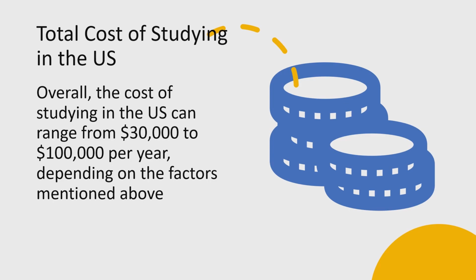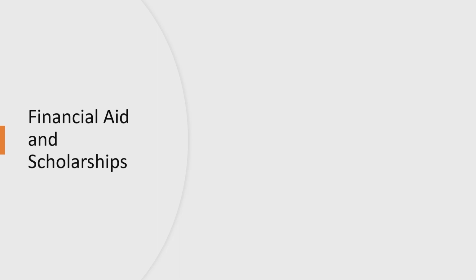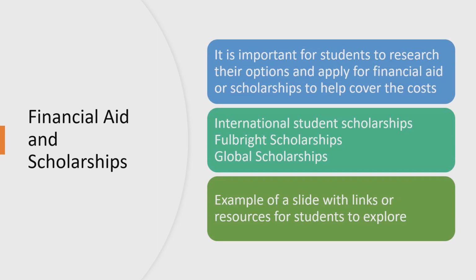Now let me tell you something about financial aid and scholarships, which is a very important factor. I have mentioned earlier that if you get an international scholarship, it will really cut down your tuition fees by half or 75%. That will help you to stay in the US and complete your master's in the given time. Example links from where you can apply for financial aid, I will be keeping in the description. You can have a look at that, so that will really help you to understand.